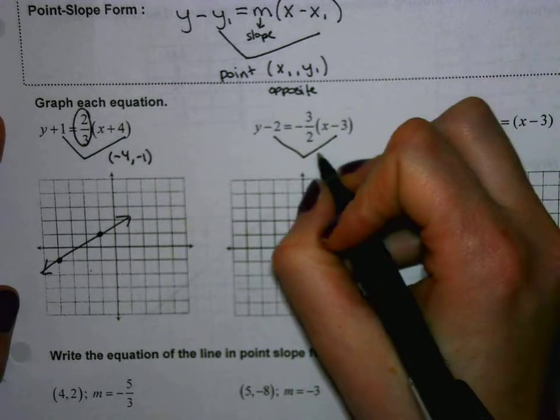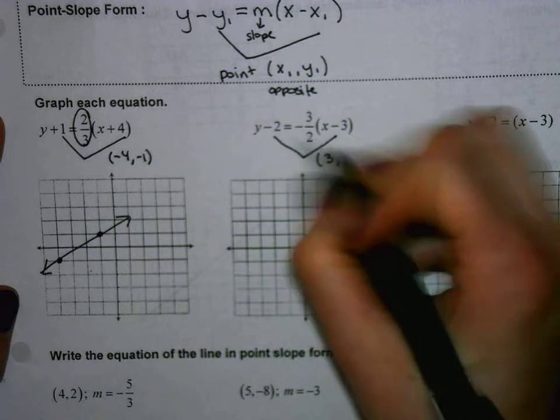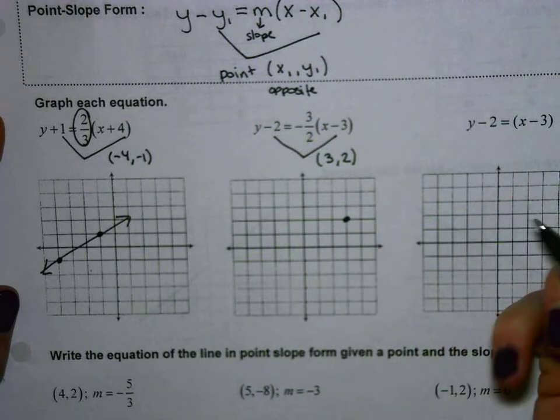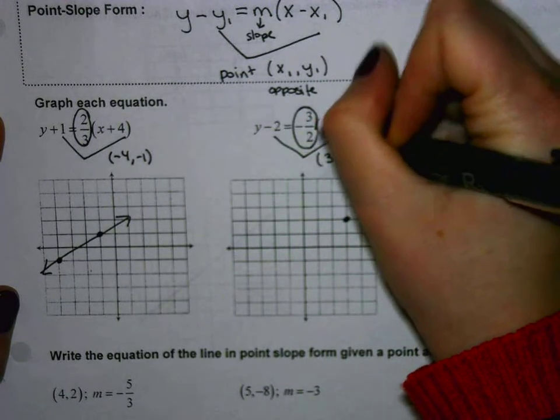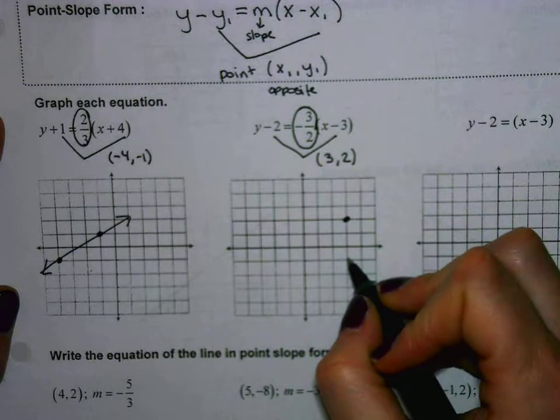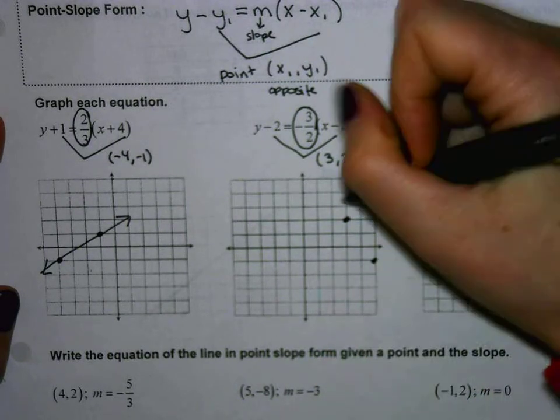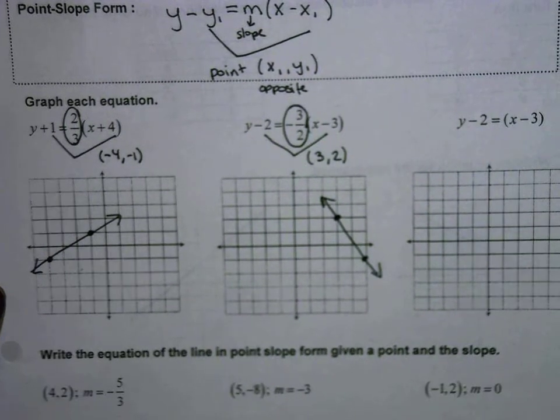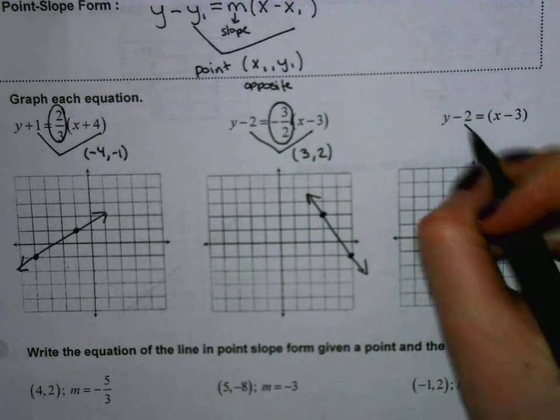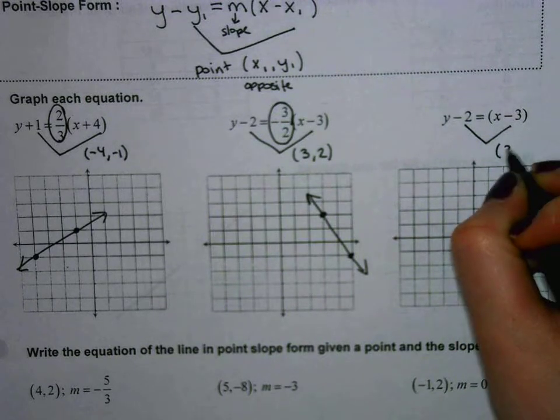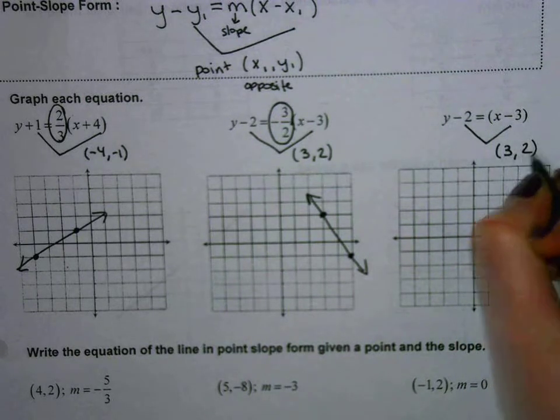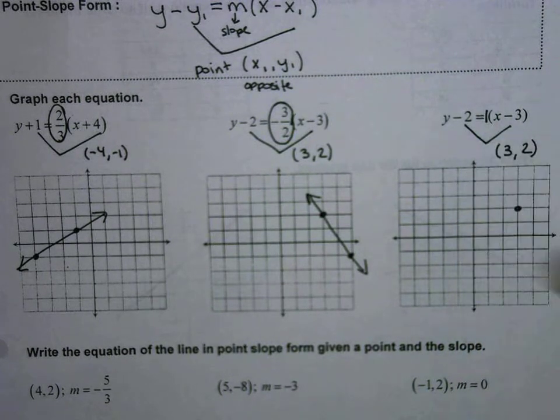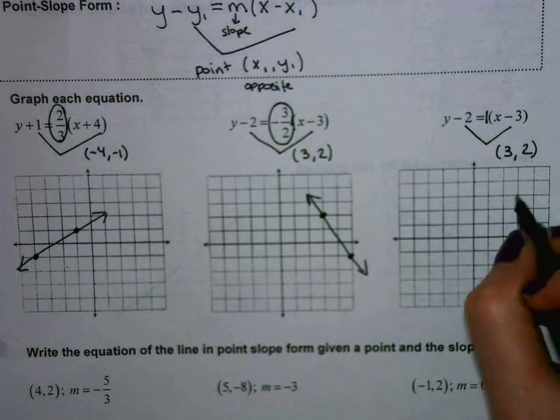Using our point, we're going to have a +3, +2. So 1, 2, 3, +2. So there's our first point. And our slope is -3/2. So we're going to go down 3, to the right 2. So our last example. Our point is going to be a +3, +2. And our slope is that 1 in front that's invisible. So we're going up 1 over 1.